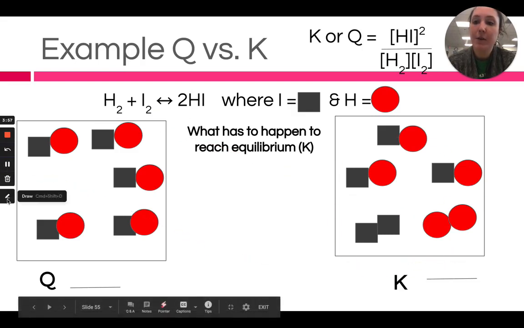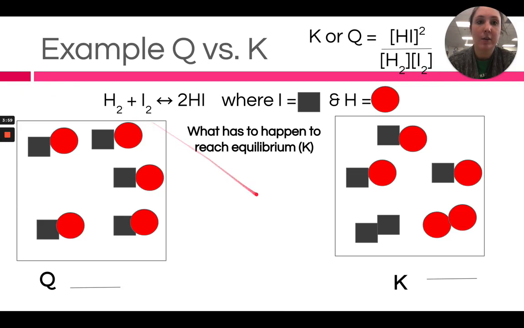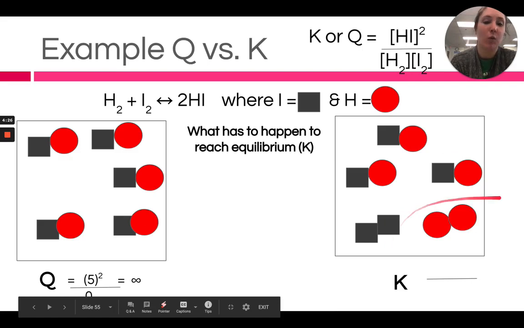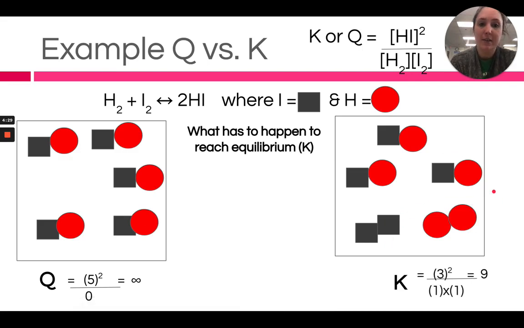And specifically, we can again calculate Q and K. So when we think about calculating Q, I have 5 molecules of HI, and I have 0 hydrogen and iodine. So I kind of have 5 squared over 0. We know that that's not possible, but just think about this as being infinitely big. This is huge. This is all forward direction, or all products I say. Over here again, I have 3 HIs and 1 hydrogen and 1 iodine. So again, my K is 9.